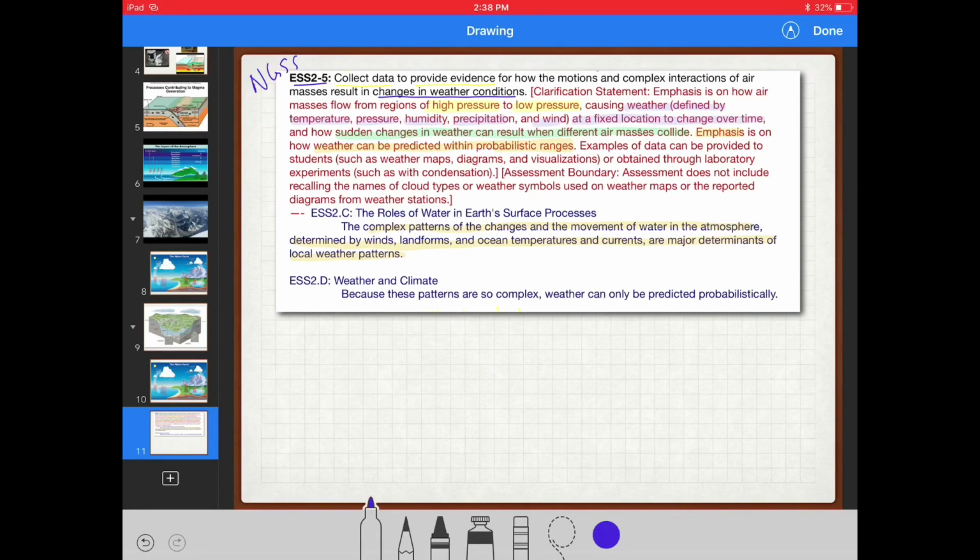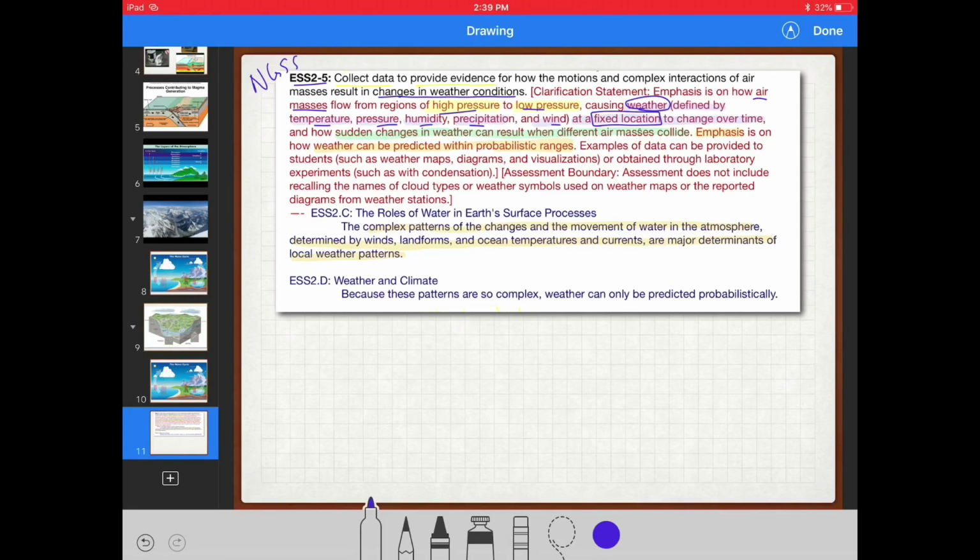So essentially, we need to really focus on how air masses flow from high pressure to low pressure, which cause this stuff that we call weather. Now, weather means that we're measuring the temperature, the pressure, the humidity, the precipitation that falls, and the wind speed, and that's at one location over time. So the weather can be different in Fort Collins as it is in Loveland. So it's important that we define where we're looking at when we talk about weather.